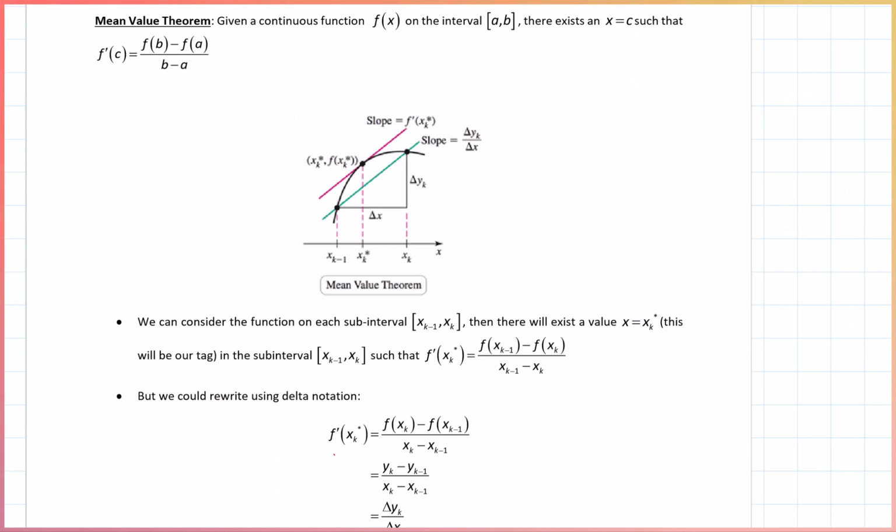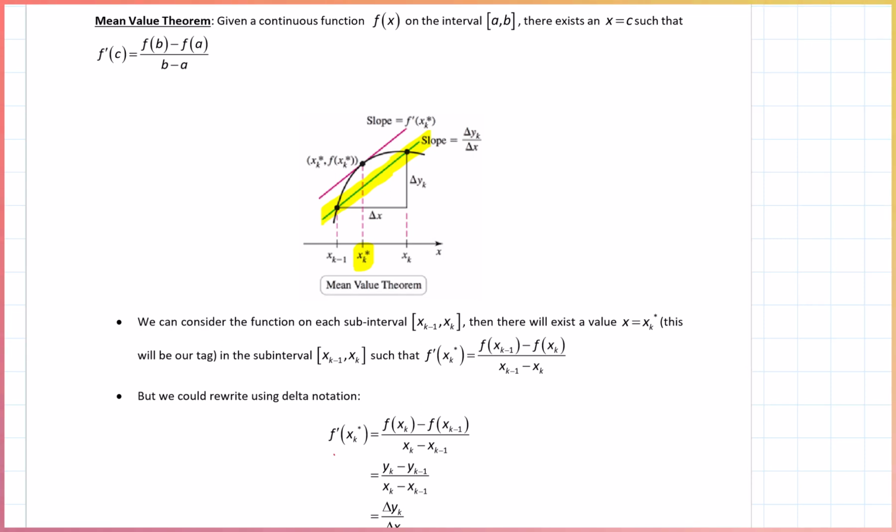I've restated the mean value theorem right here at the top of the page, but basically what the mean value theorem says is that if we know delta y sub k over delta x is the slope of this line, which it is, through 2 points, then there has to exist a value, we'll call it x sub i or x sub k star, where the derivative is actually equal to the value of that slope.